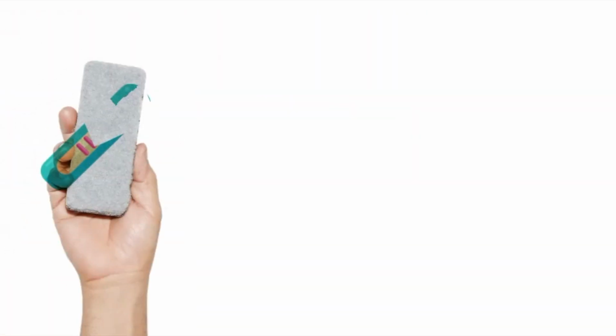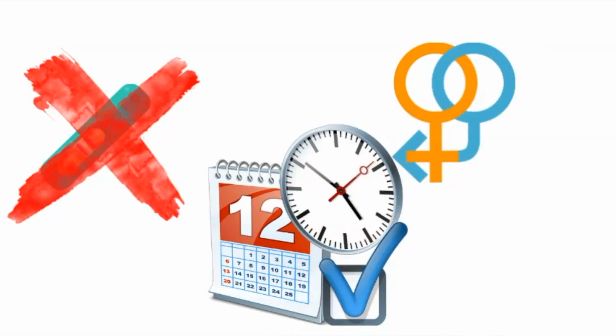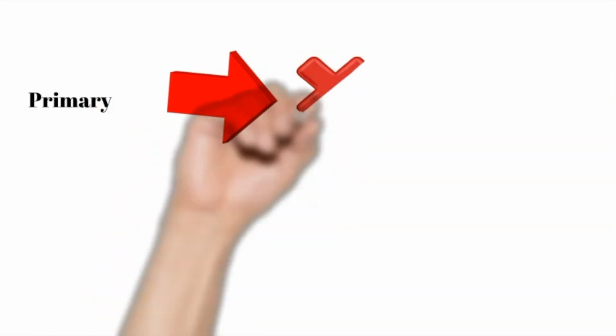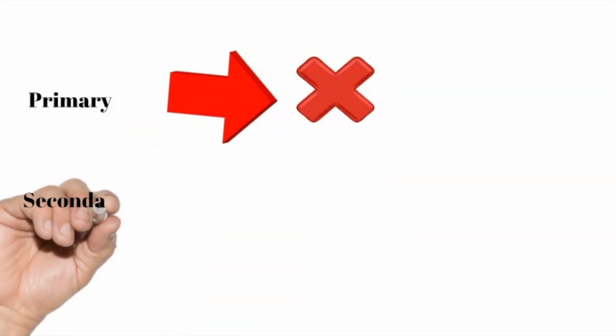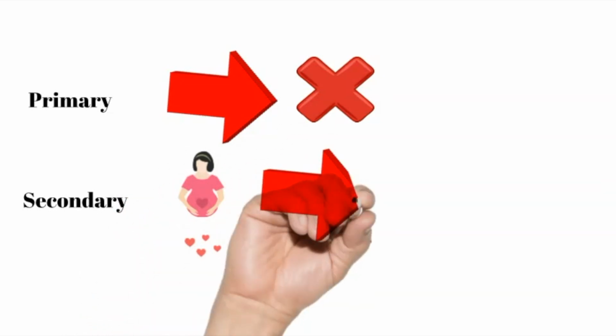Infertility is defined as the inability to conceive after 12 months of regular intercourse. It can be divided into primary, in which the couple have never had children, or secondary, which is when the couple have had children before but are failing to conceive again.